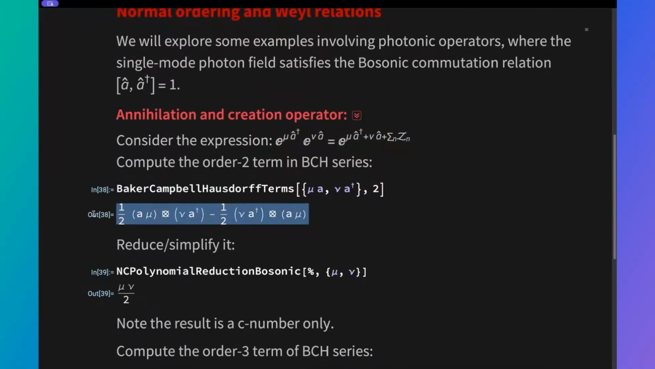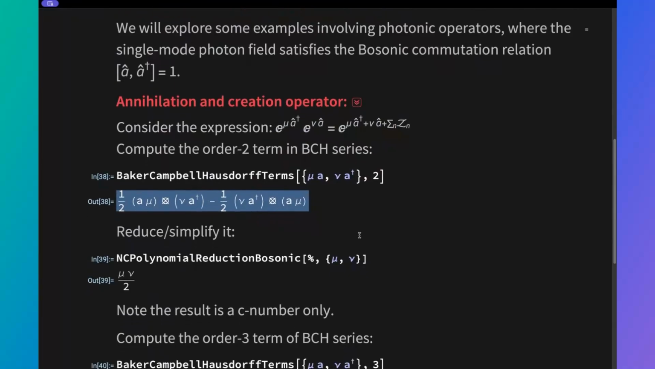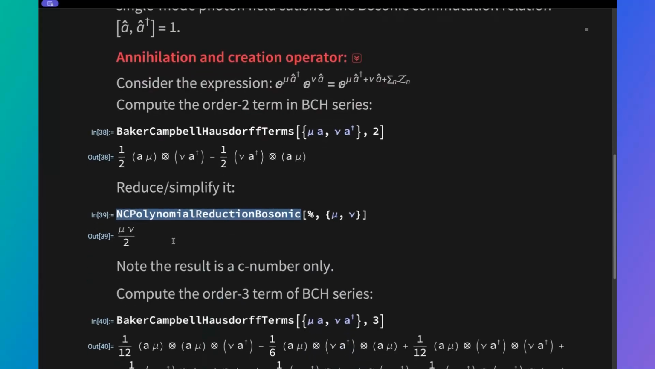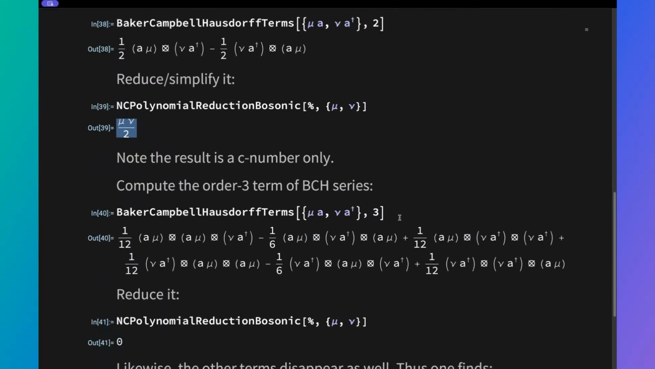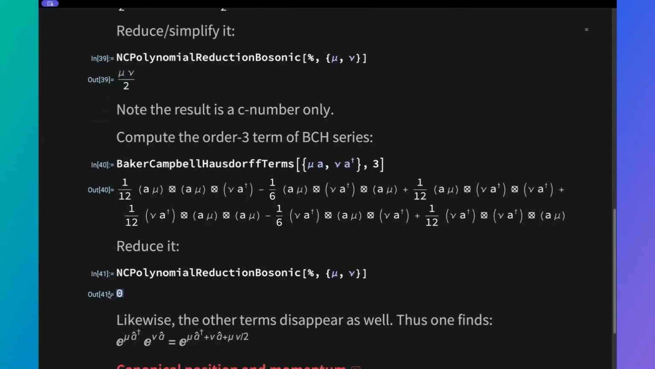So the second term is going to look like this. As I said repeatedly, whenever we get a result, we need to simplify it, and that simplification is done based on the algebraic relationships that we have. In this case, it's the bosonic algebraic relationships, and you see the result for the second term is a C number, a scalar, which is good news, meaning that the higher terms, after simplification, are 0.